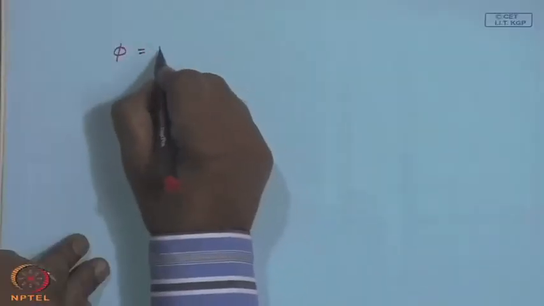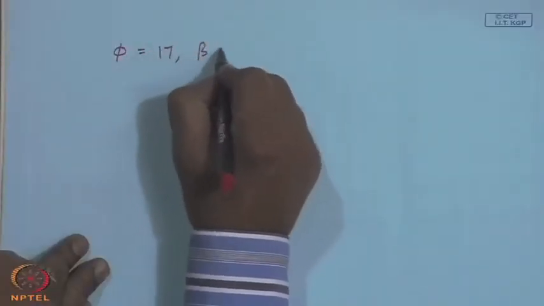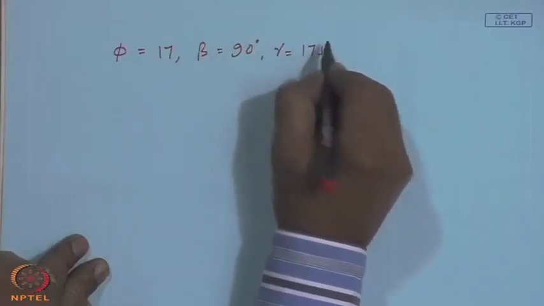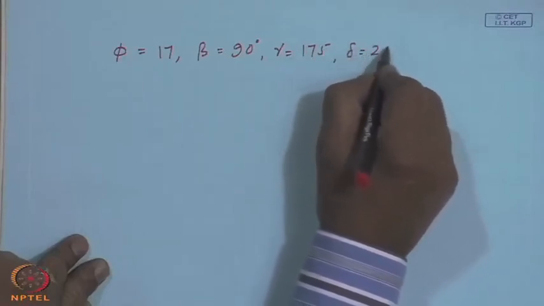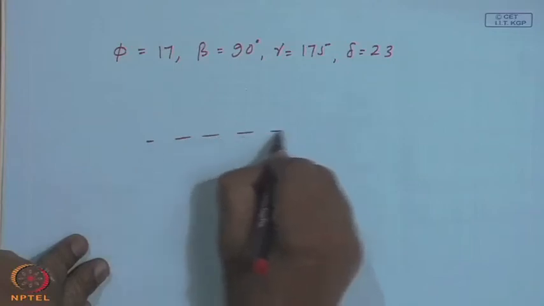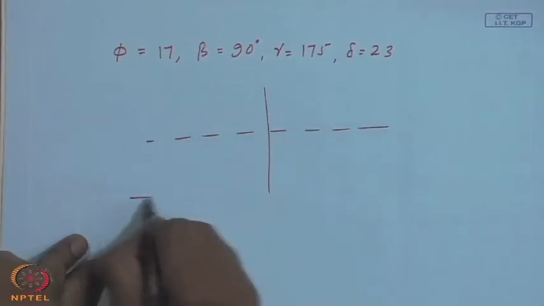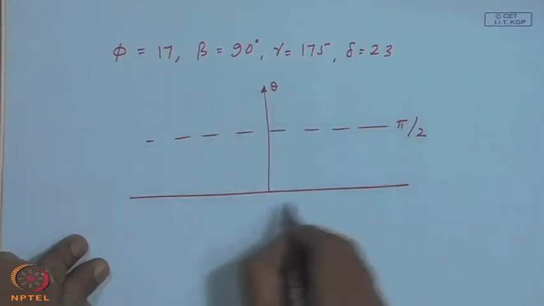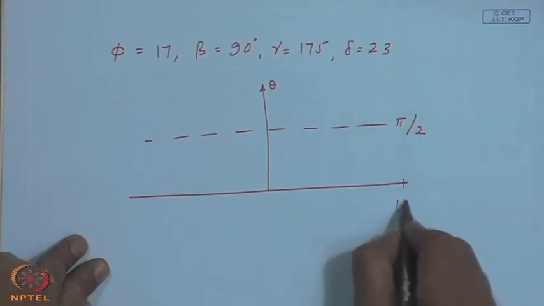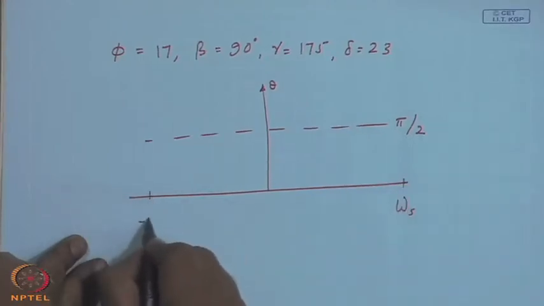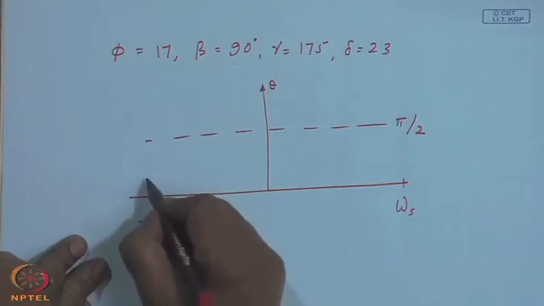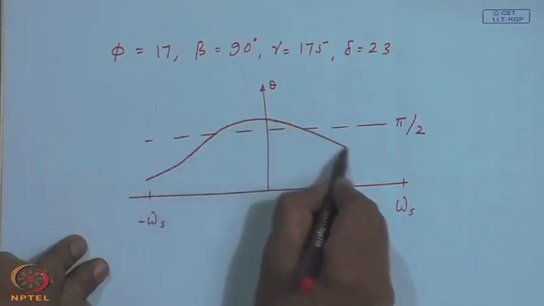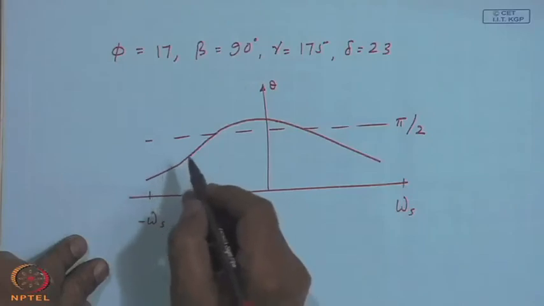phi 17, beta 90 degrees, gamma 175 and delta 23. You got, you have something.